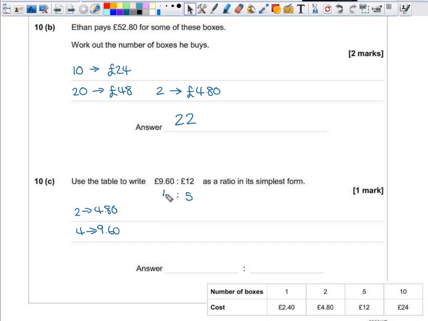So 4 boxes to the ratio of 5 boxes is as simple as it can go. You can't simplify this ratio anymore, but this is the value for each of those two numbers. Therefore, we've kept the same ratio.